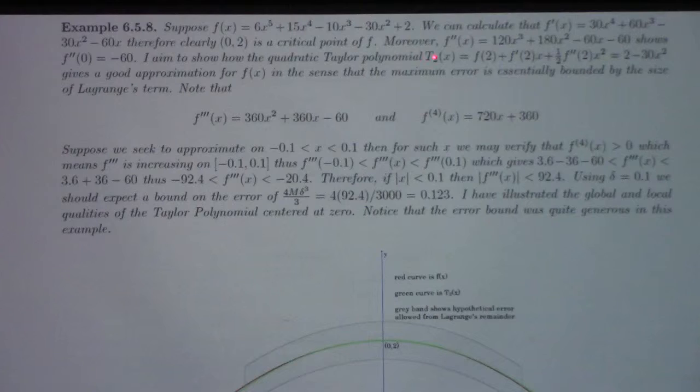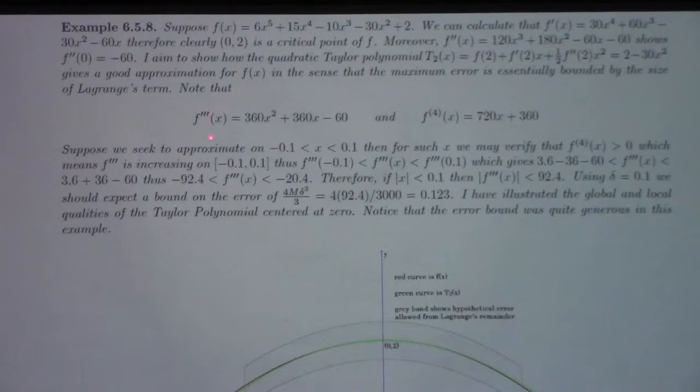So I calculate T2, or as your book would call it, P2. T2 of x is f of 2, f prime of 2 times x, plus f double prime of 2 divided by 2, x squared. Why don't I have x minus 2 here, if I'm plugging in 2? Maybe I mean 0, actually. Yeah, I do believe I meant to put 0 here. There's a typo. Sorry about that.